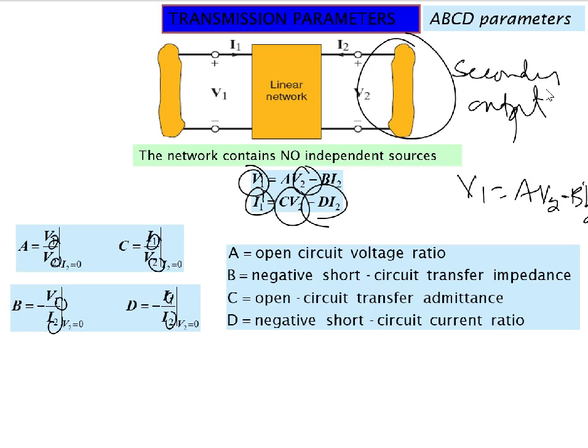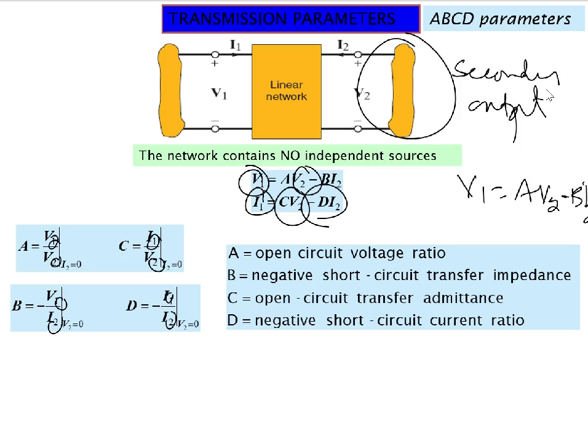C is I by V. V by I is impedance, so I by V is admittance. And it is also transfer admittance. Why? Because the numerator is 1 and the denominator is 2. So 1 by 2 is forward transfer.